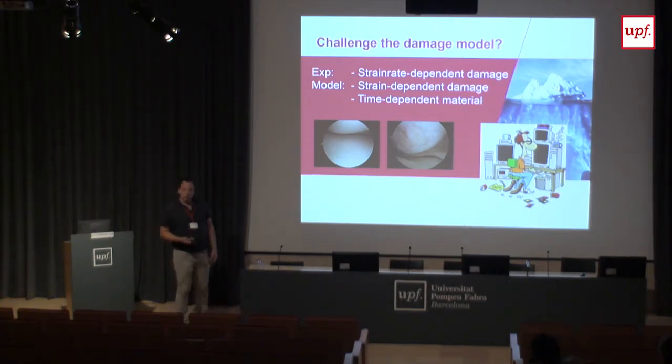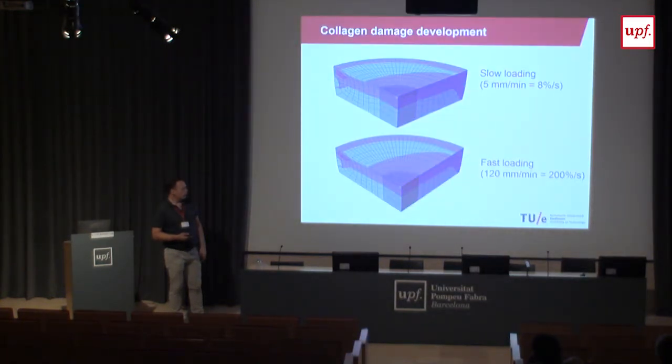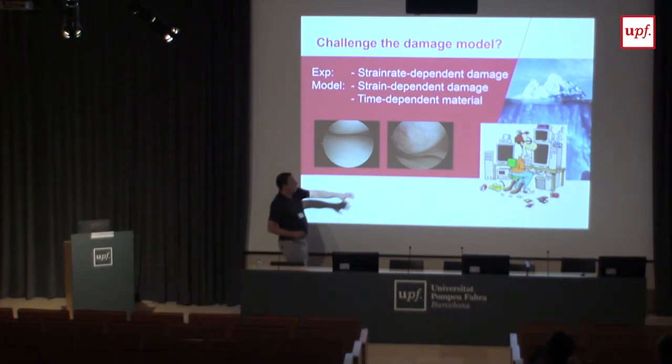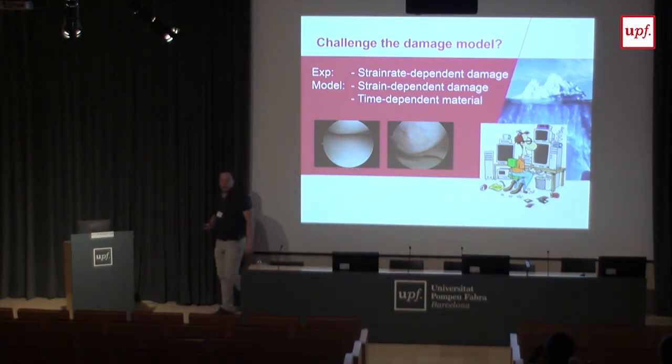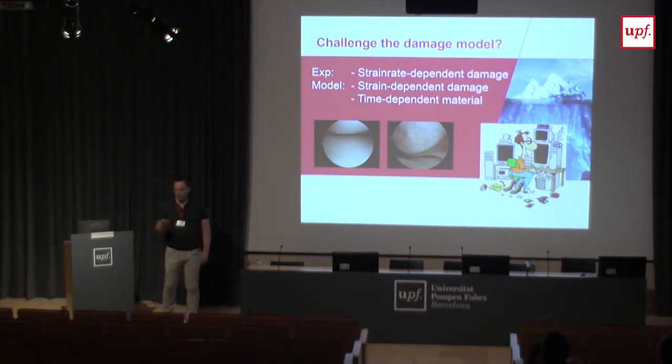So we went in and we took a look at what happens to our model if we do strain rate dependent modeling. By the way, if you look at these tissues, I think I forgot to tell you, but this here is of course the cartilage with the damage, and this here looks like a cartilage damage, but that is the meniscus. So that's just how a healthy meniscus looks like, and it's not cartilage damage. But anyway, doesn't matter for the story now.